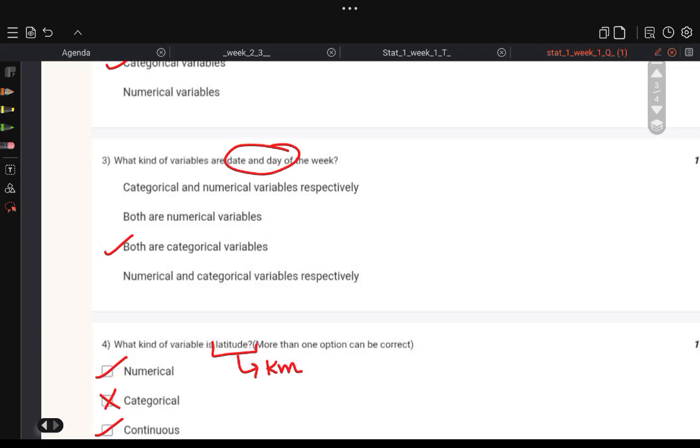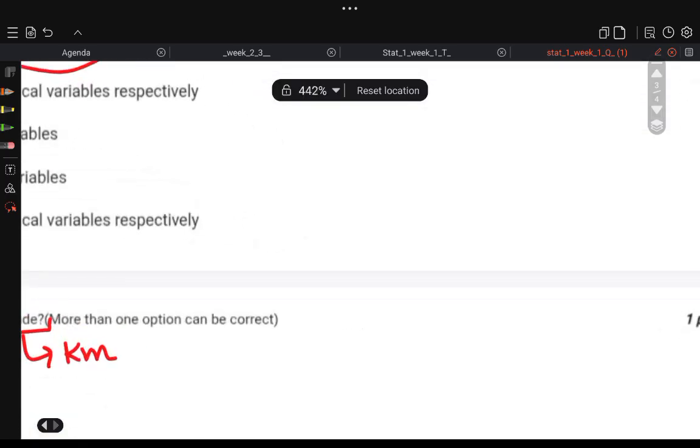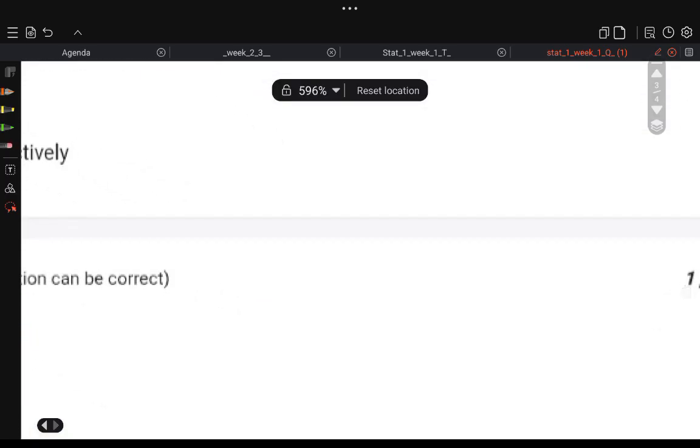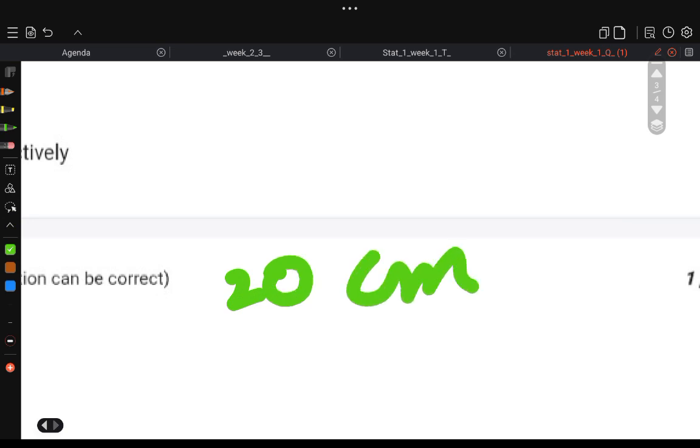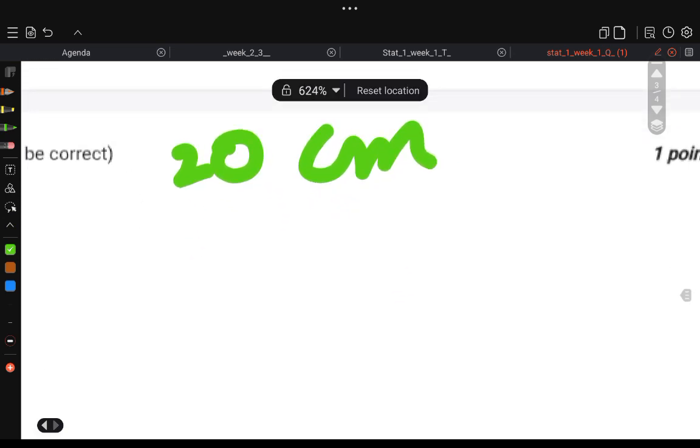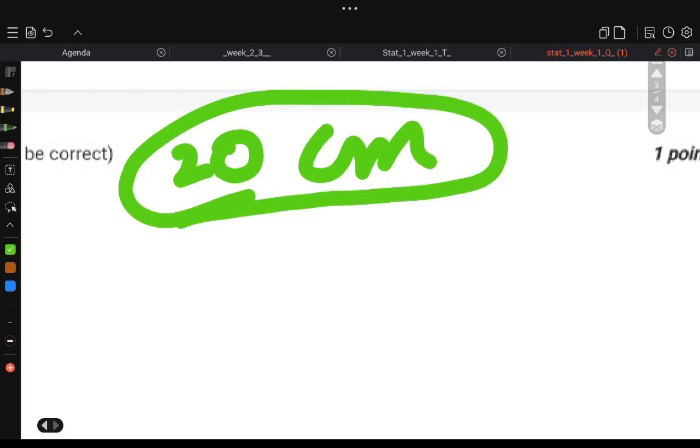What kind of variable is latitude? See, for latitude we can say a latitude of 20 centimeter. It is likely unfeasible, but consider that as a hypothetical example, like we can consider a height of 20 centimeter, and as it has a height, it has a unit.